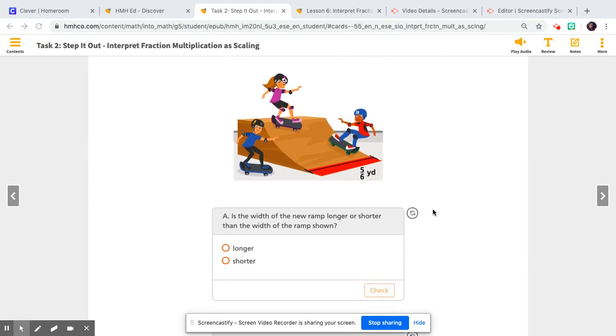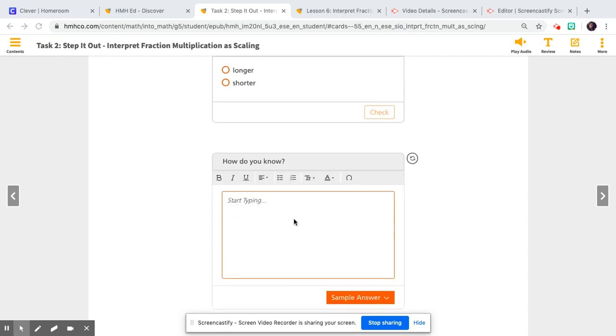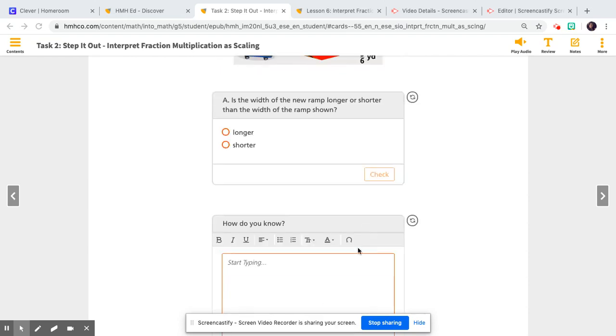If I'm multiplying by something greater than 1, it's going to be longer. If I'm multiplying by something less than 1, it's going to be shorter. Okay? But part B says, how do you know? Support your answer. So if you said longer, explain how you know it's longer. So basically what I just said. The only way it could be longer is if you multiply by something greater than 1.